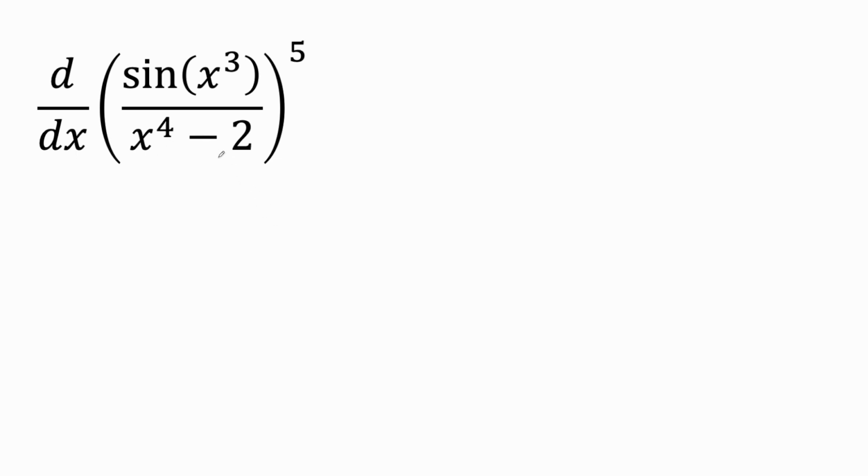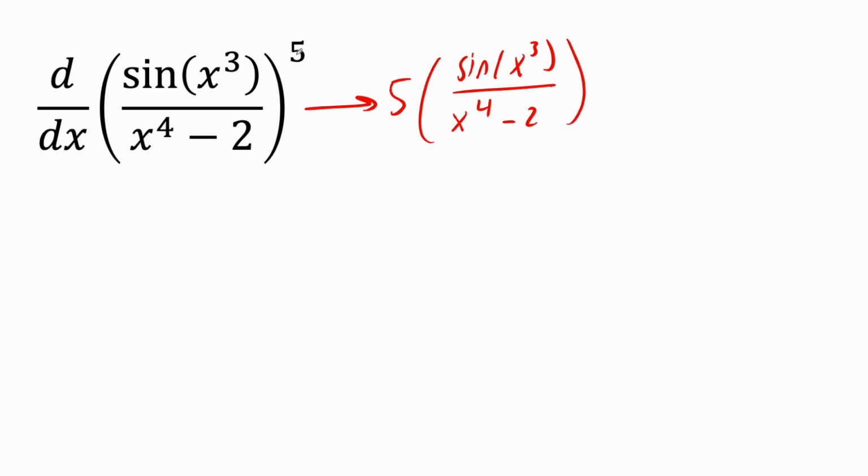Okay, in this video, we're going to solve this problem right here, and so let's begin. So this problem is going to involve the chain rule. So this 5 we're bringing to the front, we'll get 5 parentheses, we keep the inside piece. So we have sine(x cubed) divided by our denominator. And we have x raised to 4 minus 2, close it. We do one less, so 5 minus 1 is 4.